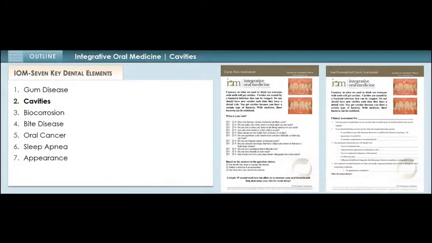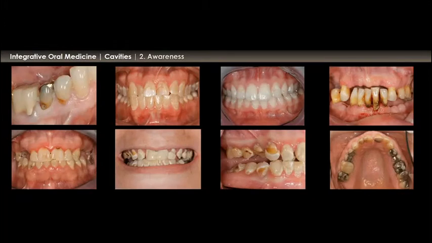Looking a little bit at cavities, again, we have a cavity risk assessment, and we have a personalized cavity assessment for when they leave after the evaluation. And cavities come to us in all shapes and sizes, different levels of severity, but there's significant oral imbalance and microbes when they have this disease.